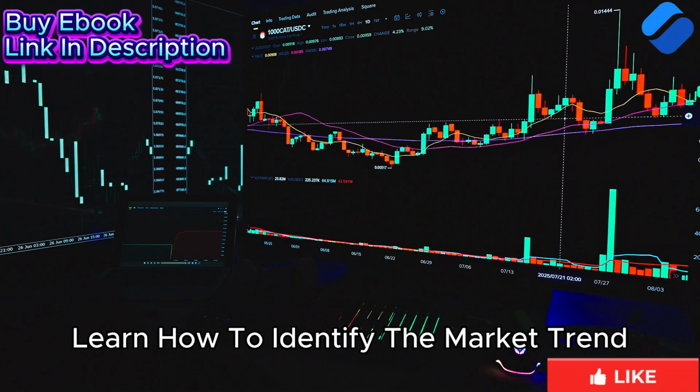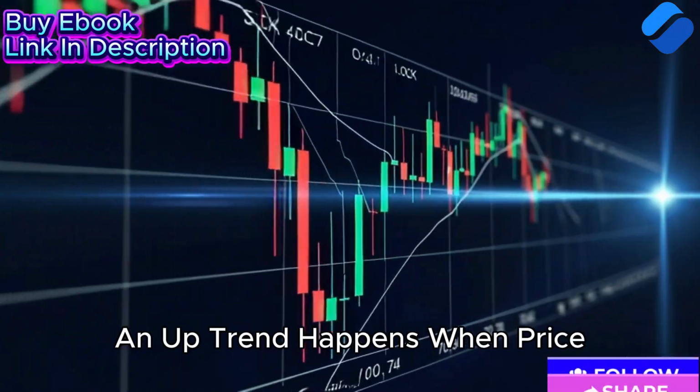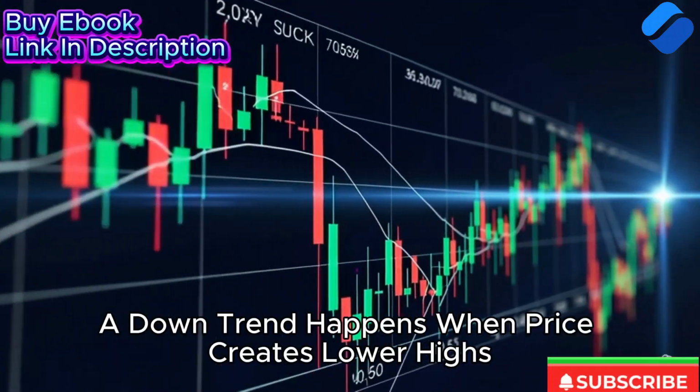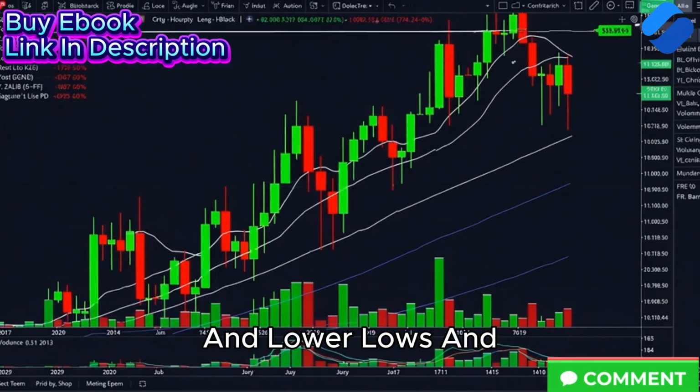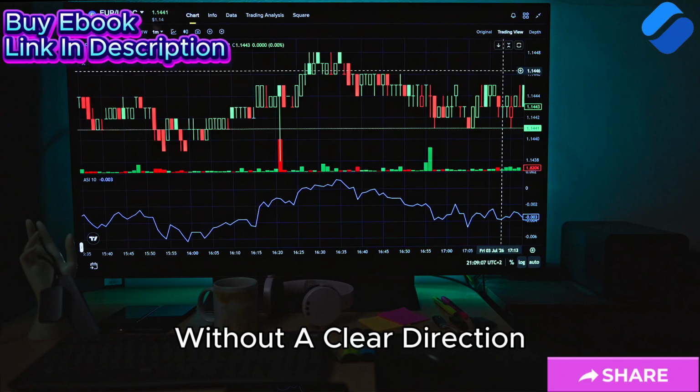Next, learn how to identify the market trend. There are three basic conditions. An uptrend happens when price generally creates higher highs and higher lows. A downtrend happens when price creates lower highs and lower lows. And a sideways market happens when price moves within a range without a clear direction.